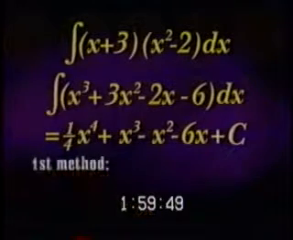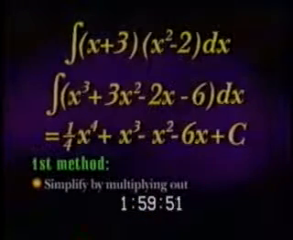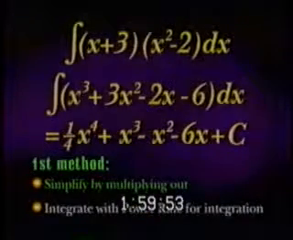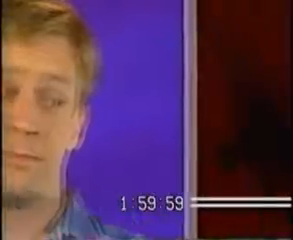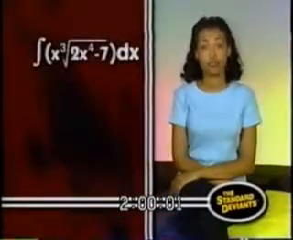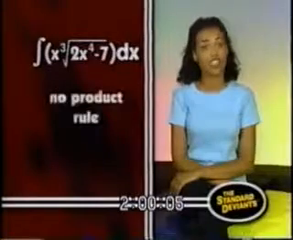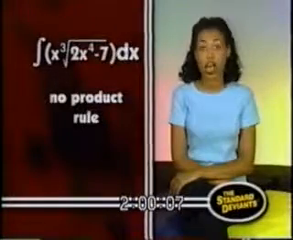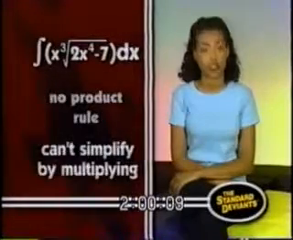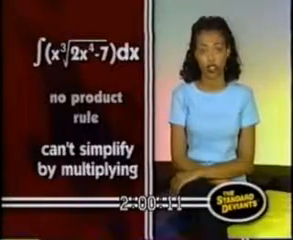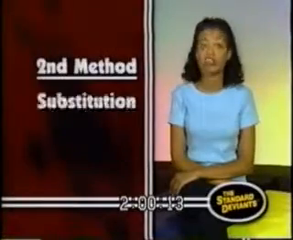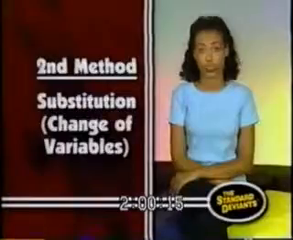So, the first method is to simplify the function by multiplying it out and then integrating it with the power rule for integration. Now let's look at another, more complex problem. Let's say we've got x cubed times the square root of 2x to the 4th minus 7. Again, there is no product rule for integrals, but this time we can't simplify the function by multiplying it out either. So here's the second method, substitution or change of variables.